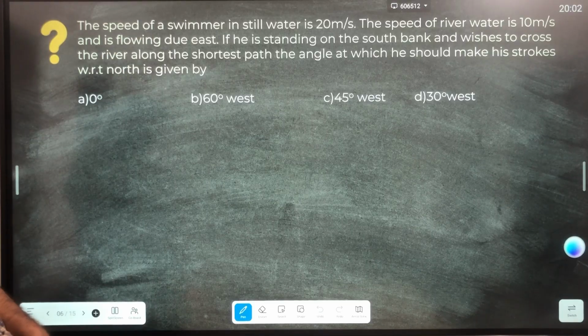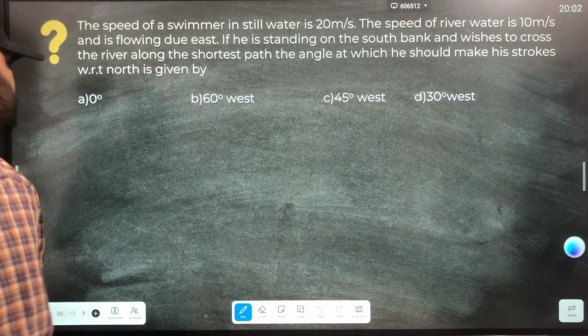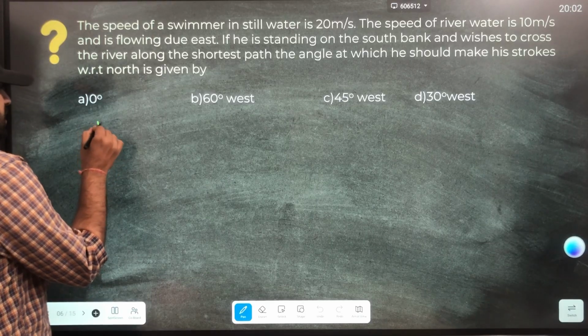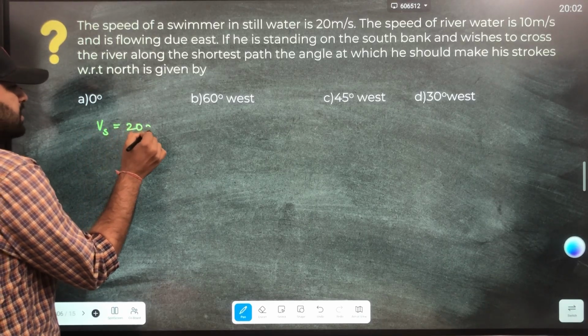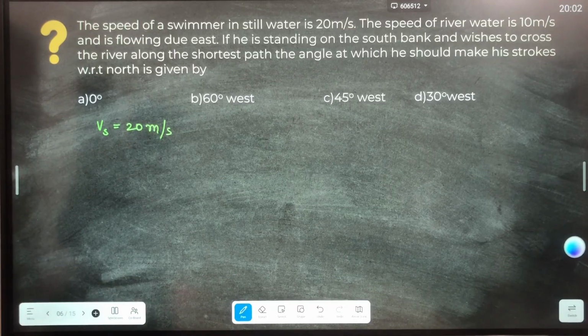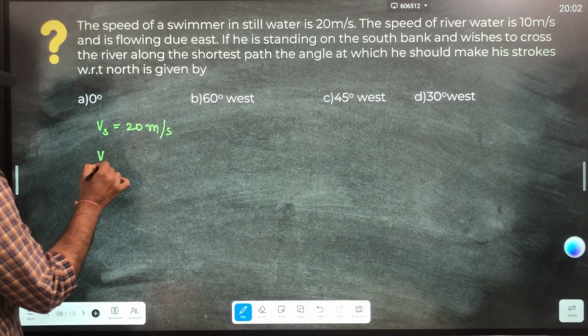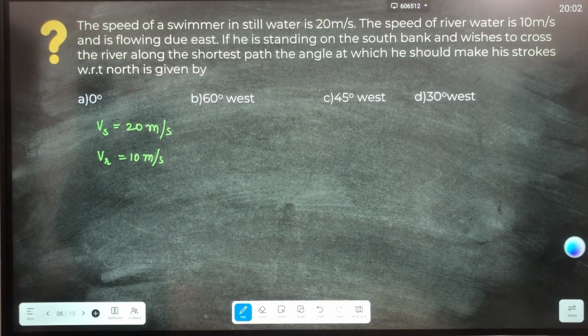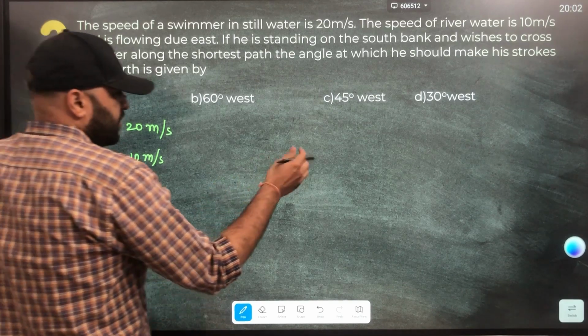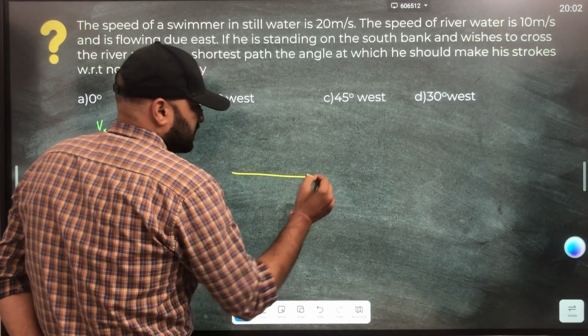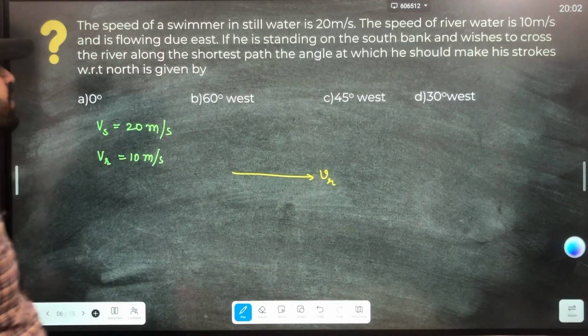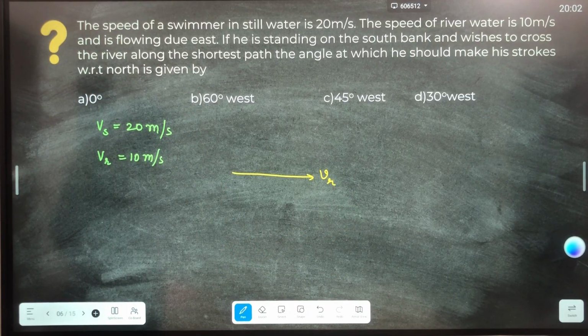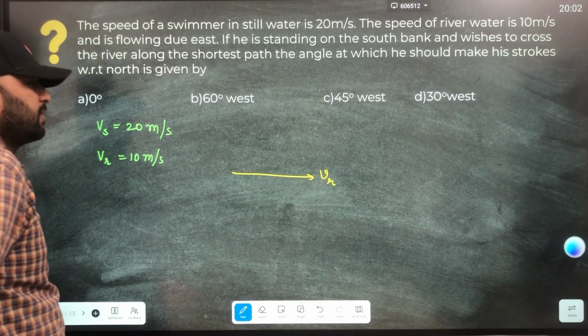The question says the speed of a swimmer in still water is 20 meter per second. So the speed of the swimmer is 20 meter per second. That's the speed. Okay, fine. The speed of the river water is 10 meter per second. Now this is a question from relative velocity in 2 dimensions. And the river is flowing due east. So let's say the river is flowing in this direction. This is our velocity of river in this direction. Great. If he is standing on the south bank and wishes to cross the river along the shortest path, the angle at which he should make his strokes with respect to north is given by how much, right?